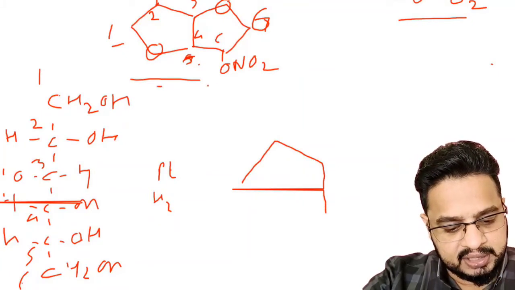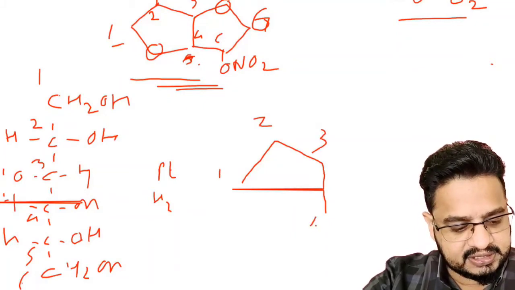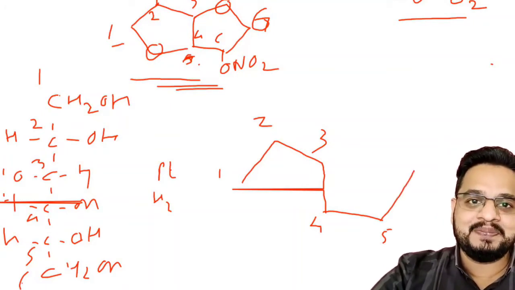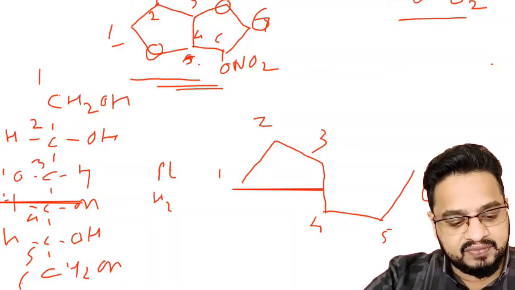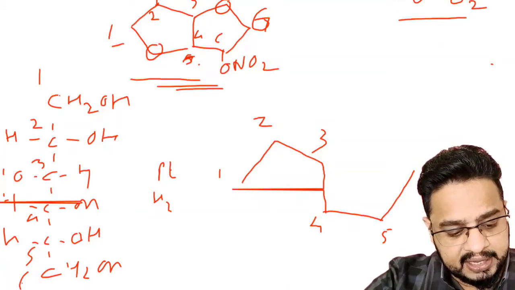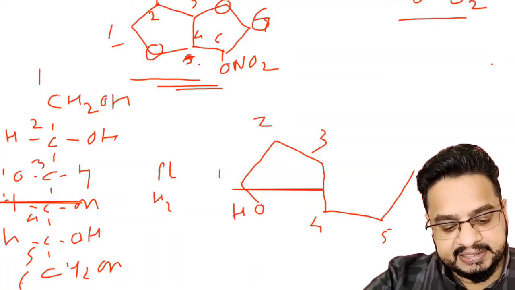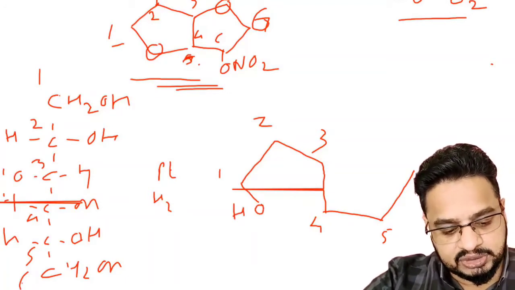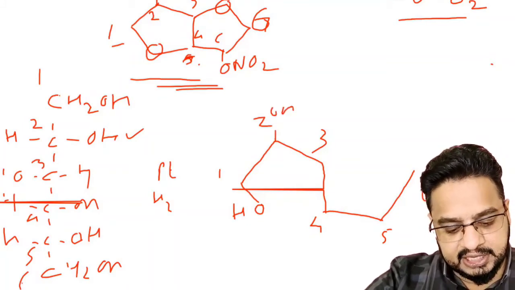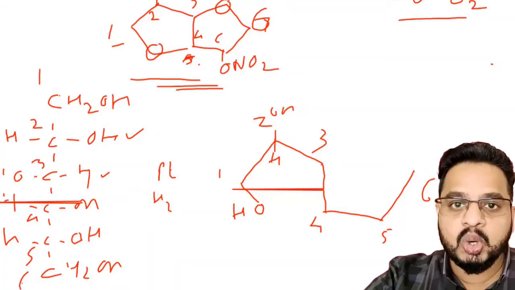So this is 1, 2, 3, 4. Okay, this is 5 and this is 6. The same carbon I am putting here, right? Then at the one position, what is it? It is CH2 and OH, isn't it? This is one. Then at the second position you check CHOH. So I'll put here OH and the H, right? At the third position again CHOH. So H is already here, so I'll put here OH.